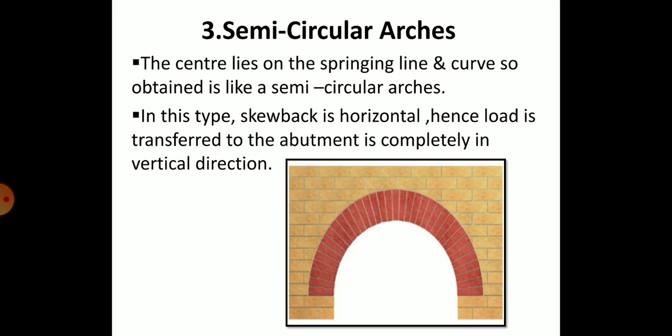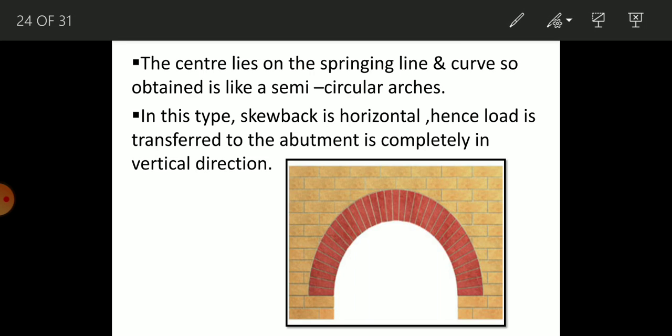Next is the semicircular arch. So what is the semicircular arch? Semicircular arch means the center is on the springing line and the curve is obtained like a semicircle. In this type, the skew back is horizontal, hence the load transferred to the abutment is completely in the vertical direction. Okay, besides the semicircular arch there are the segmental arch and the flat arch. These are the two types.